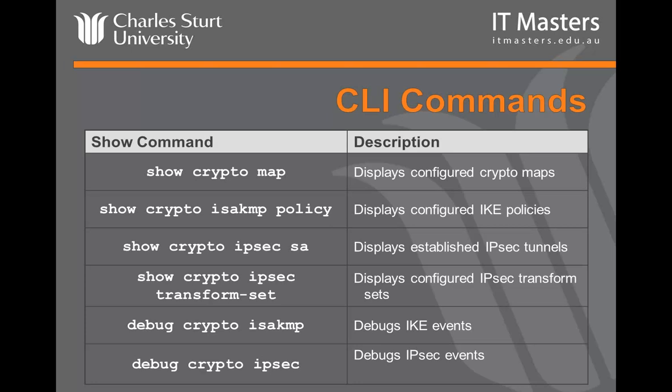Now, as with any commands that you run, always be careful running the debug commands in particular because they can generate a lot of traffic, depending on how many tunnels you've got set up on your router and how much traffic flows across those tunnels. Your show crypto map, ISAKMP policy, IPSec SA, and the transform set will show you different details about your particular crypto, the status of your actual crypto tunnel to show whether it's actually up and whether it's actually working.